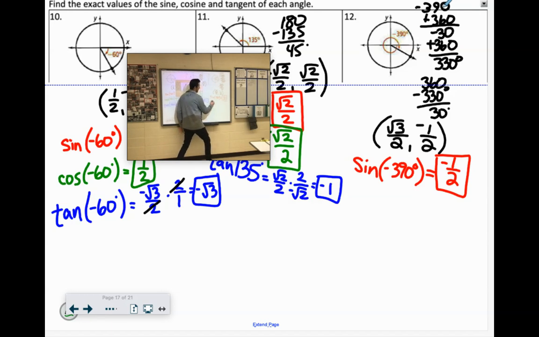Cosine, Chicago White Sox, co-sox. That's our x coordinate, root 3 over 2.